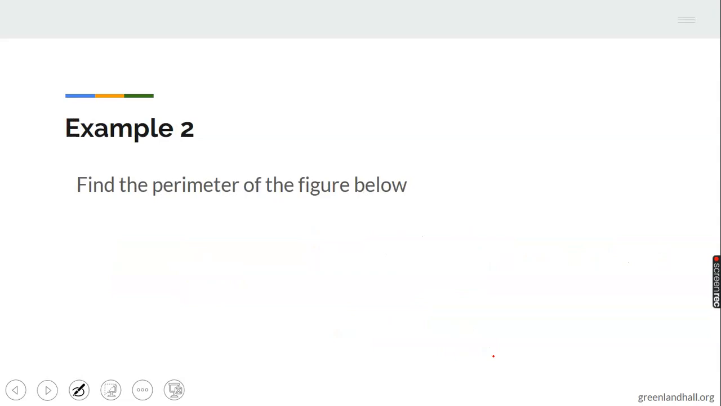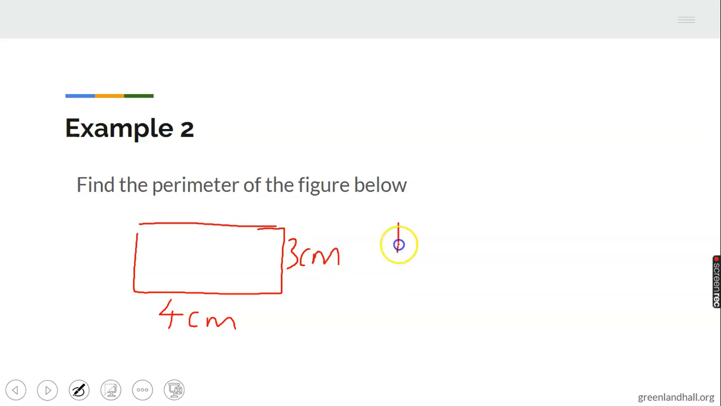Let's look at another figure. Find the perimeter of the figure below. We have a rectangle. We know that two sides are equal to each other. So this side is 4 centimeters, and this is the longest side. And this is 3 centimeters. Now, since this side is 4, this side also will be 4. This side also will be 3. Right? So you just sum up everything.